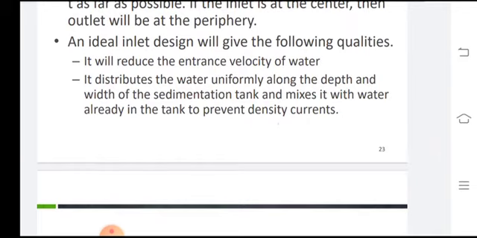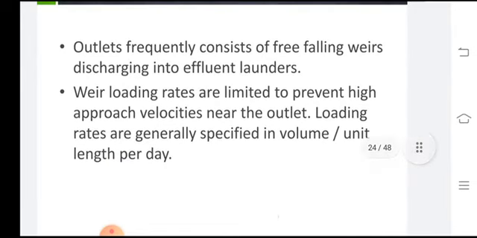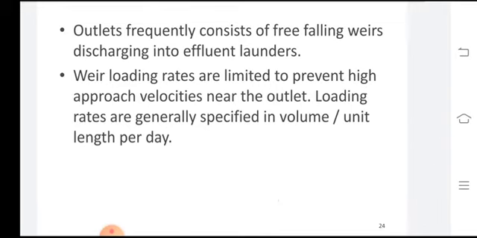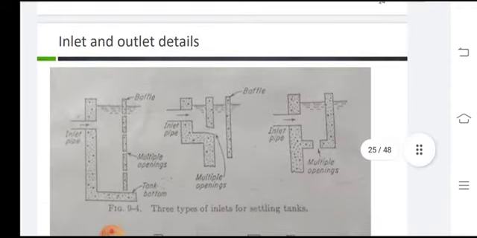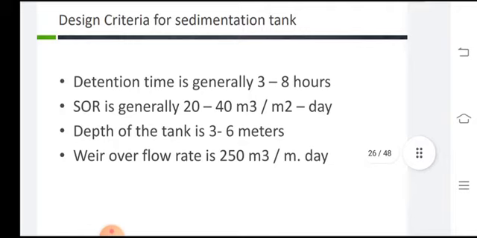And furthermore, if we provide the baffles, it increases the tendency to settle down, and it creates a turbulence and facilitates the discrete settling of the particles. Then at the outlet, again we have some weirs which will facilitate the final discharge of the effluent. These are some of the diagrams. You can go through these diagrams, and these are the design criteria for the sedimentation tank.